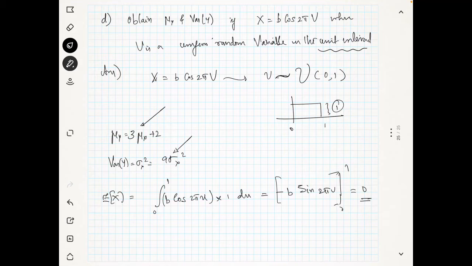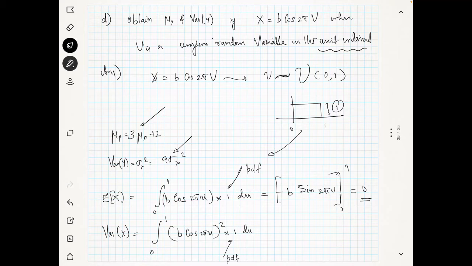Now you have to find the variance of x. Variance of x is nothing but the expected value of x square, but x here is b into cosine 2 pi u. So you have to take the square into 1. Don't forget, 1 is the PDF. So here also 1 is the PDF, into du between 0 and 1.